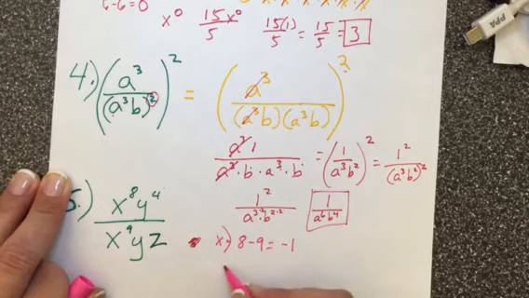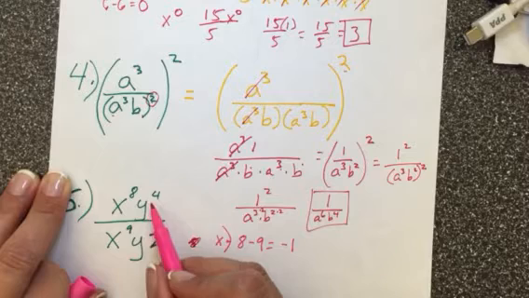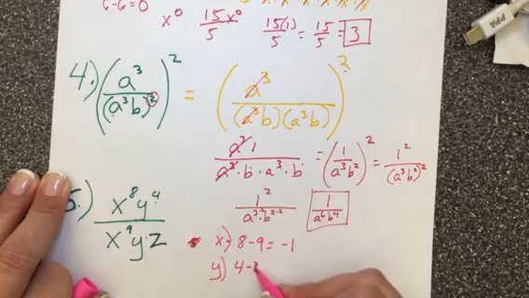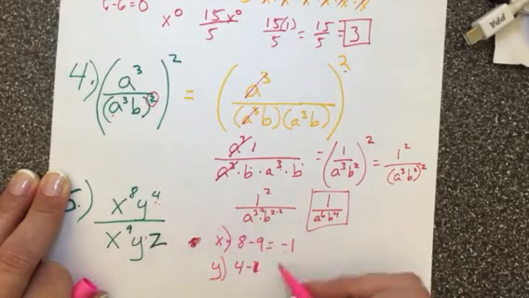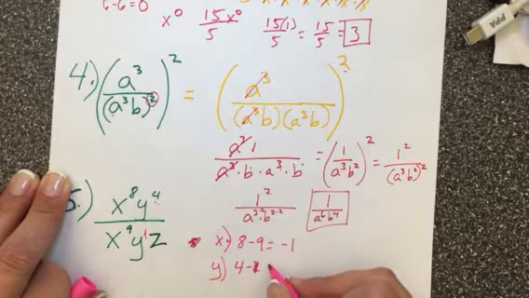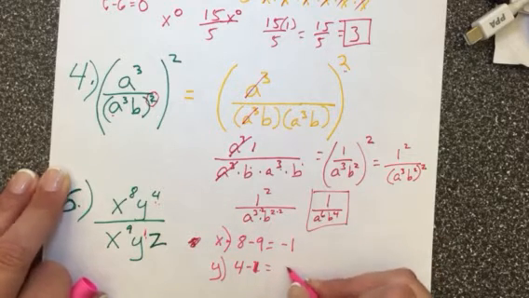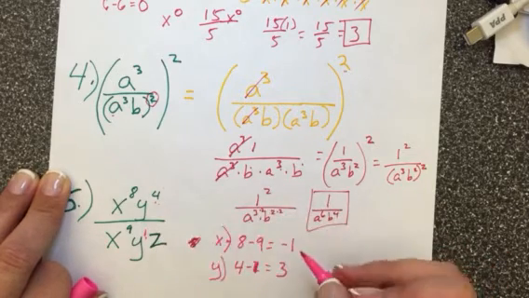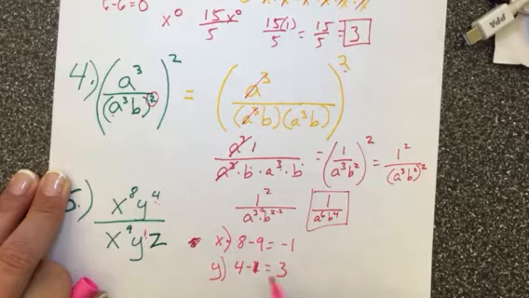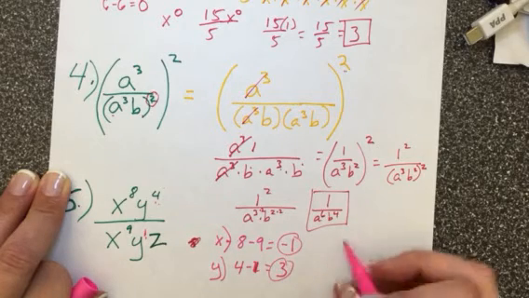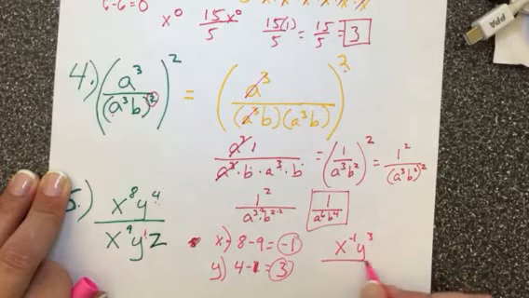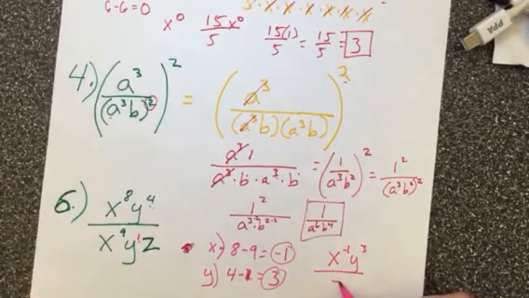So negative 1, and then for my y's, I have 4 minus 2. Oh, excuse me, why did I get a 2? Okay, 4 minus 1, because there's nothing there, so it automatically is a 1. 4 minus 1 is what? 3. And then z's, I only have one on the bottom, so I don't have any problem I need to do. So these are the exponents of my numerator. So I have x to the negative 1, y to the 3 in my numerator, all over z.